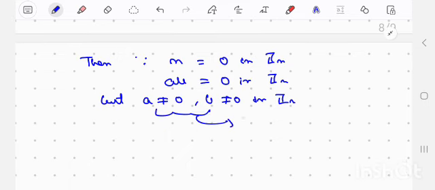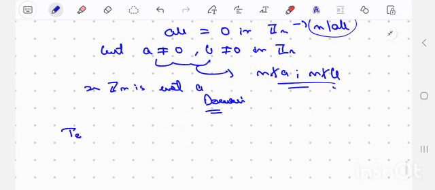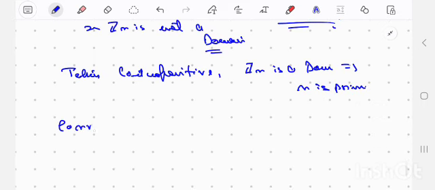You should be pretty much acquainted with the symbols we are using. This means that n neither divides A nor divides B, but n divides AB, because AB is exactly equal to n, and every element divides itself. Therefore Zn is not a domain. What do we conclude from here? Taking the contrapositive, Zn is a domain implies n is prime. The converse part is pretty easy.